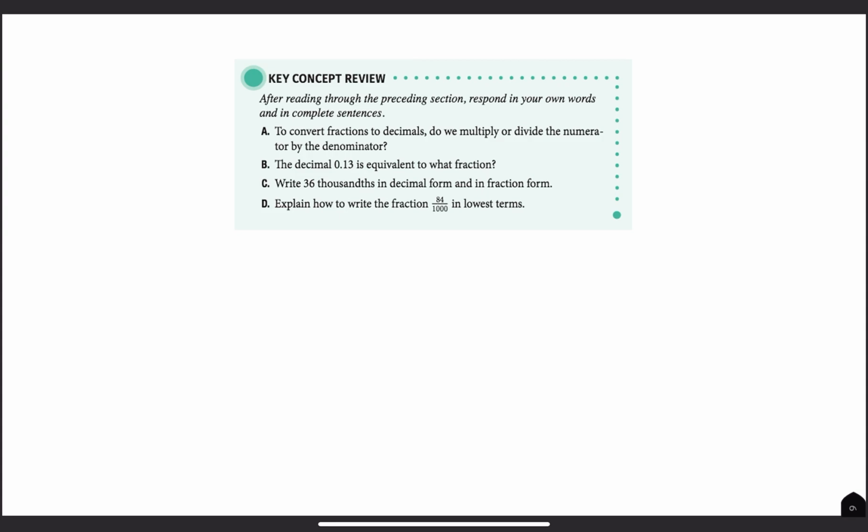Okay, let's review some of the concepts here. To convert fractions to decimals, do we multiply or divide the numerator by the denominator? So to convert fractions to decimals, we divide. So remember, the fraction bar is division waiting to happen. So divide.